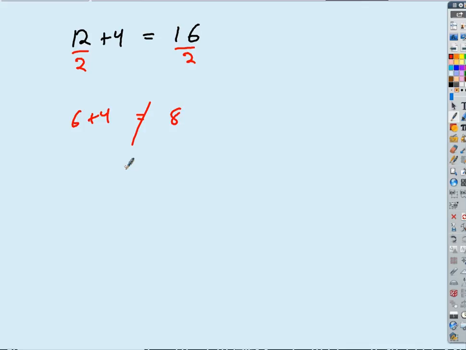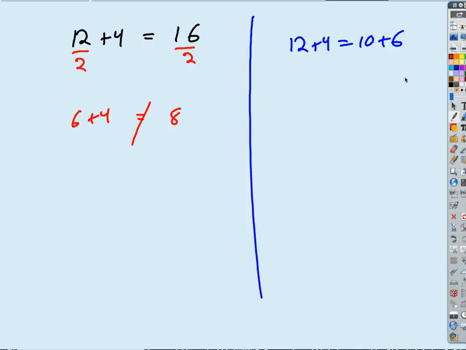When I do something to one side of the equation, I have to do it to the entire other side of the equation. I can't just do things to parts of equations, even if I did something similar like this. This also is not okay. What if I had 12 plus 4 equals 10 plus 6? I can't even do something like that. You might say, well, I'm dividing the first term in each side by 2.